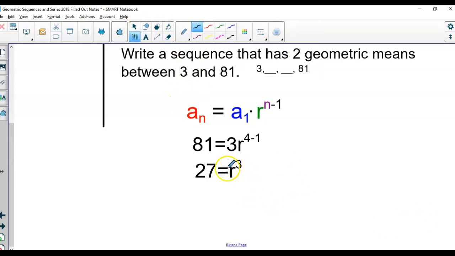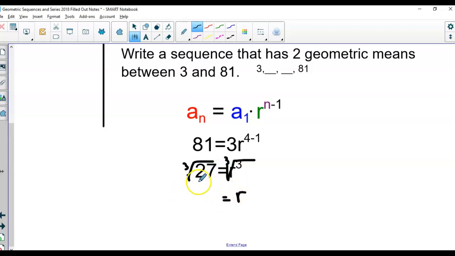I'm going to use my pen and I'm at home on my computer, so it doesn't look as nice as it would in the classroom. I need to take the cubed root to get r by itself.